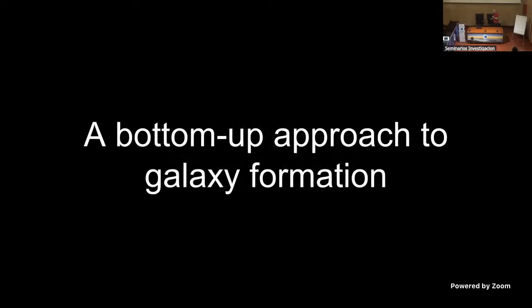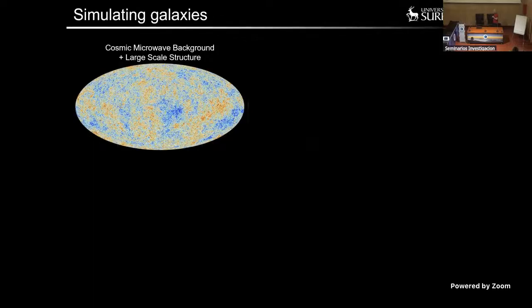Okay, so what's special about EDGE? Well, I think one of the special things about EDGE is that we take a slightly different approach to how to model galaxy formation than has been done in the literature in the past. And we call this a bottom-up approach. Now, before I get into what the bottom-up approach is and why it's different, I should probably just give a very quick primer on what we're doing with this whole galaxy formation malarkey in the first place.